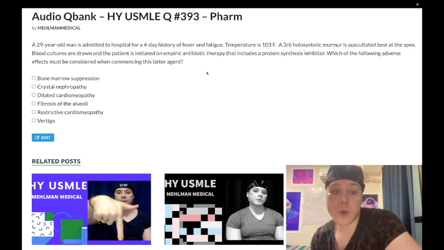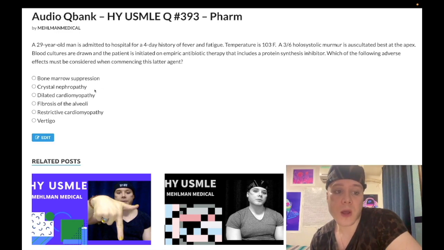And the question is asking which of the following is an adverse effect that must be considered when commencing gentamicin. So let's just walk through the answers here. Choice A, bone marrow suppression, wrong answer. This is a very generic, non-specific answer. Could apply to many immunosuppressants such as azathioprine, cyclophosphamide, etc. Methotrexate, vinblastine, non-specific, wrong answer.